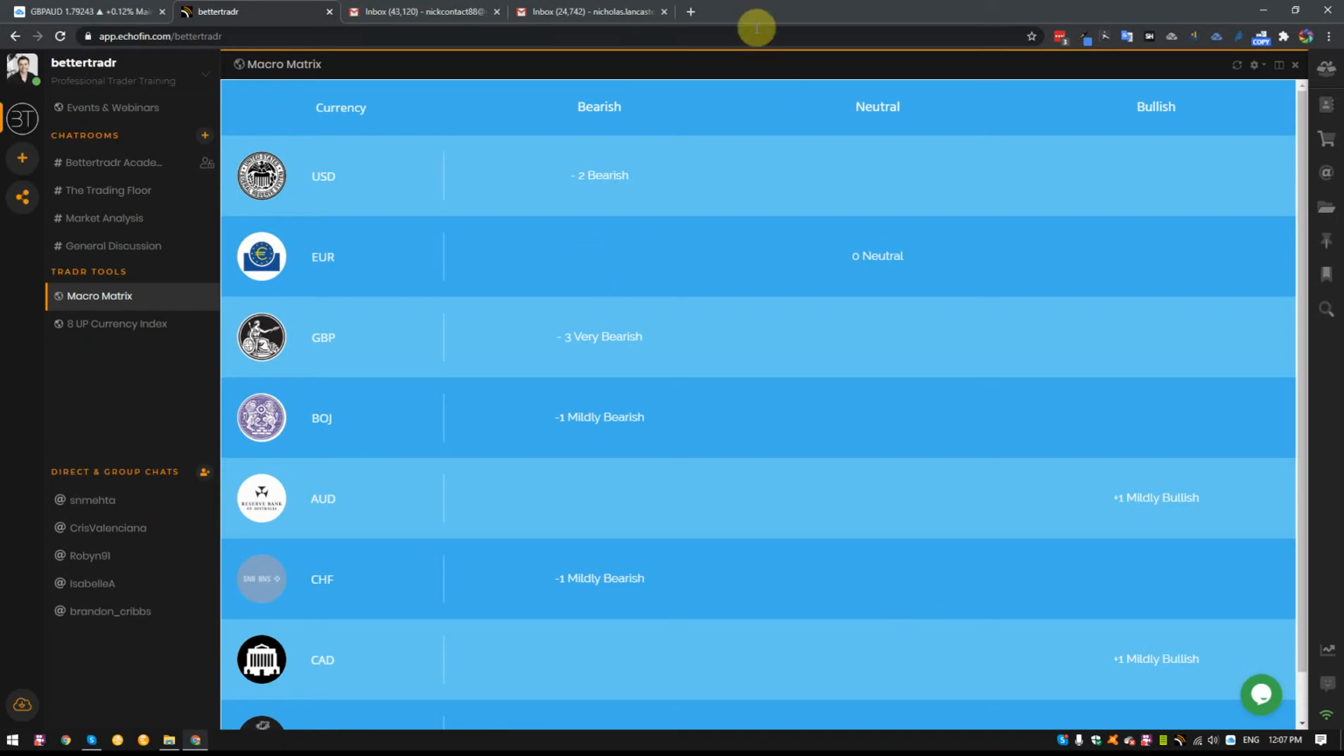So just going back over to the macro matrix, and for anybody who's hearing about this for the first time, this macro matrix is simply a result of my global macro analysis and just putting a very simple scoring on each of the currencies, from very bearish all the way through to neutral and then up to very bullish. So we're just looking here at the British pound.